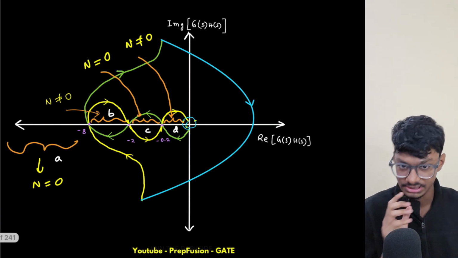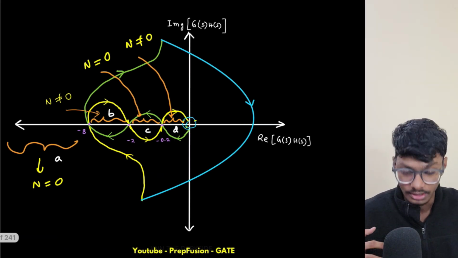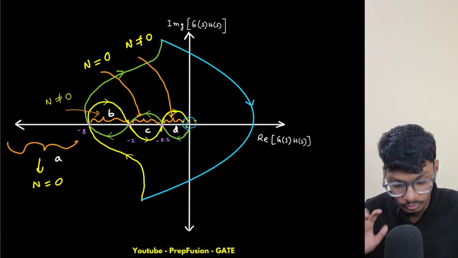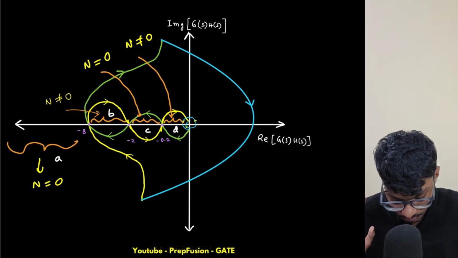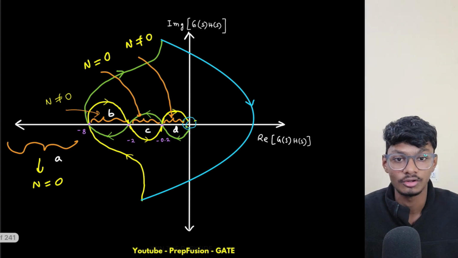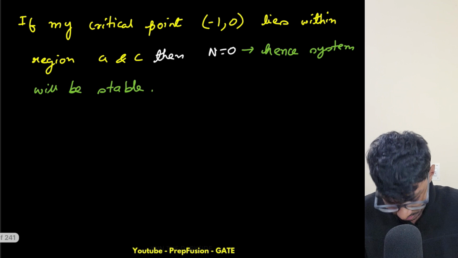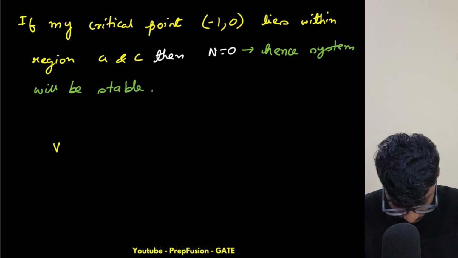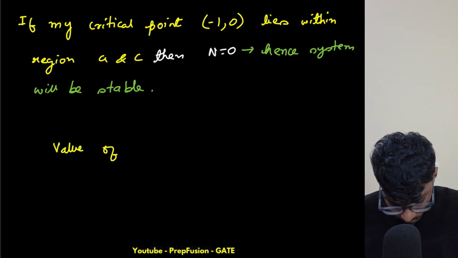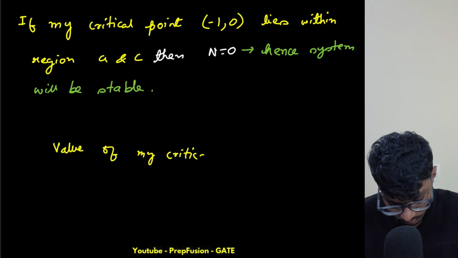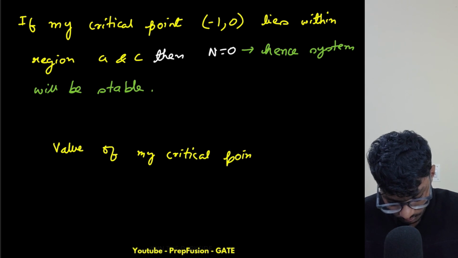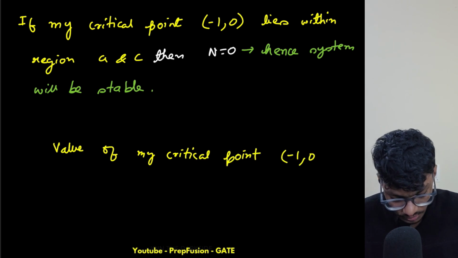So if my system is stable, what does this mean? It means my closed loop poles will lie on the left hand side. So how will I make my critical point lie in this region? What is the value of my critical point? It is minus 1 comma 0, right?